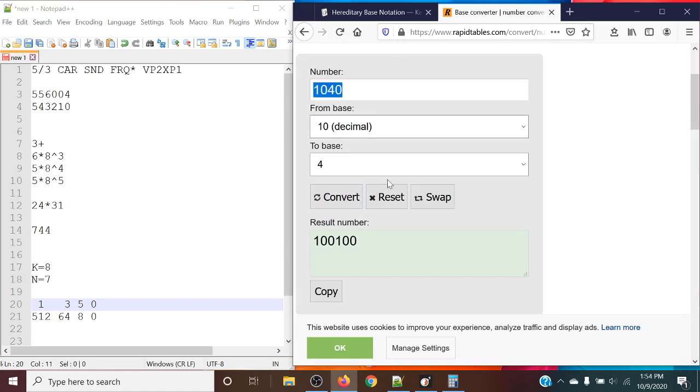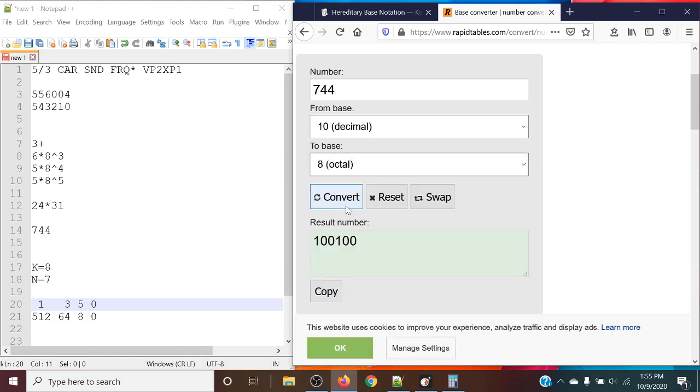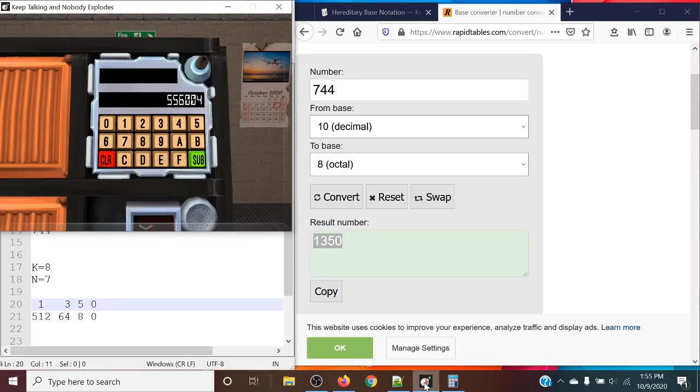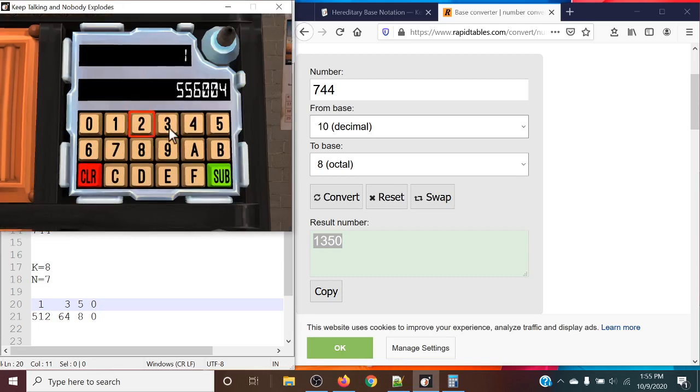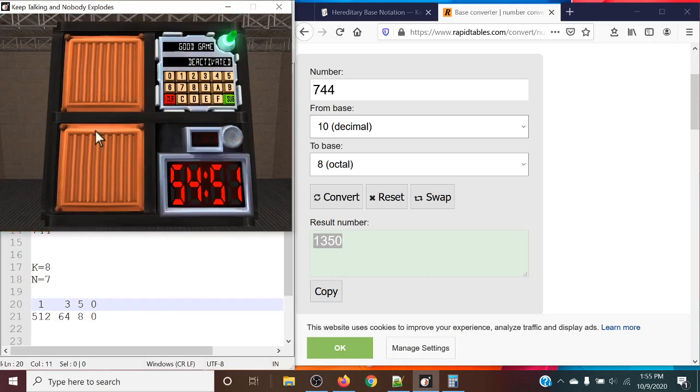And just to confirm, 744 in base 10 converted to base 8 is 1350. That checks out. Submitting it into the module. Submit it. And just like that is a solved module.